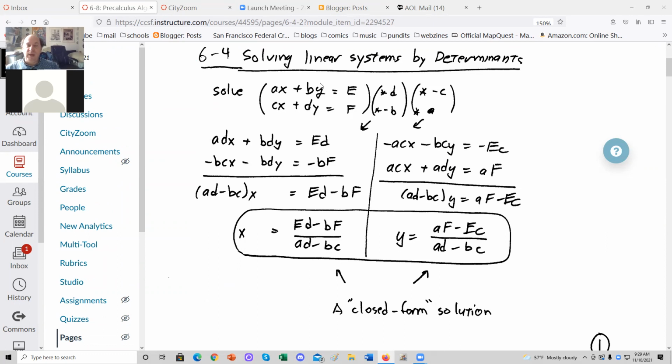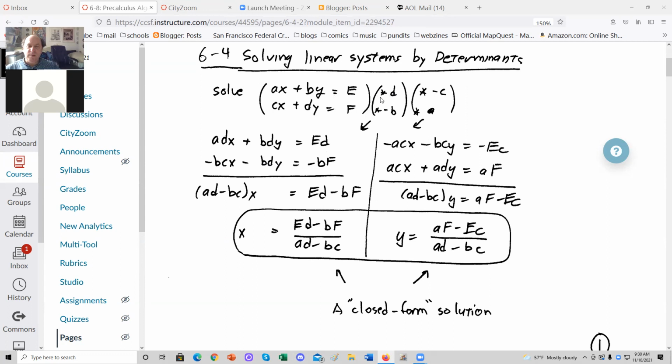ax plus by equals e, cx plus dy equals f. And we'll use row operations to solve it. Okay, first, to eliminate the y, we have a by and a dy here. So we'll rescale this row by d and this row by b. So these will line up, bdy and minus bdy.